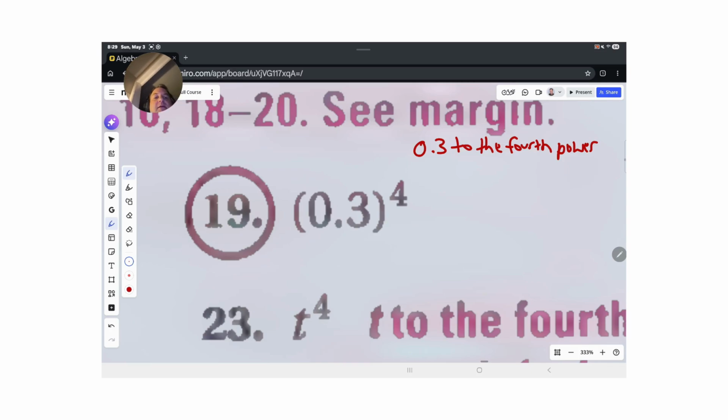Okay, now we're going to write that out. 0.3 times itself 4 times. 0.3, 0.3, 0.3, 0.3. And you can count those in class if you like to, just to make sure if you're doing a problem like this. 1, 2, 3, 4. All right, great. Check.